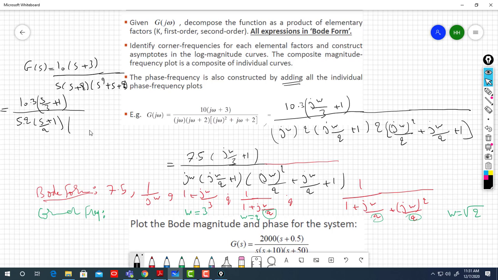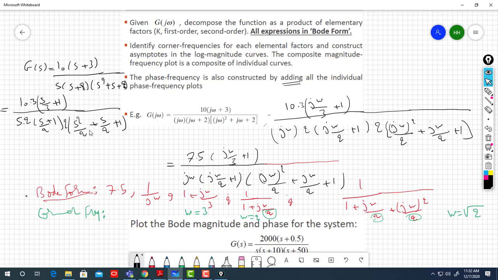Then in here also we need to take the 2 common, so s squared over 2, times 2, then plus s over 2 plus 1. And this is a second order system, we know how to draw it. By adding all together and doing it this way, 30 over 4, you get 7.5. Then just the remaining part.